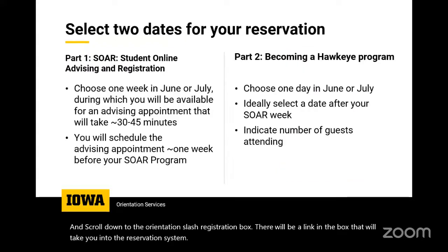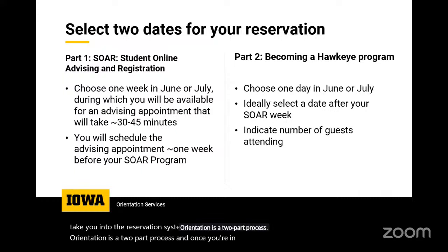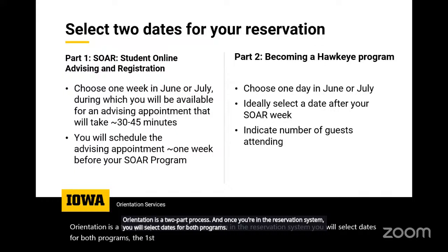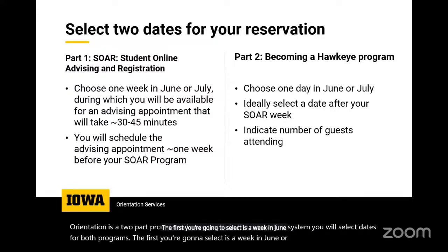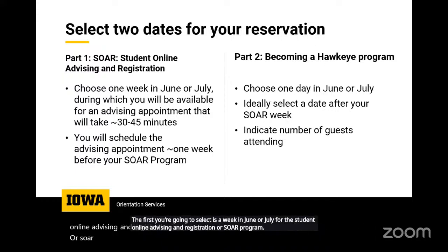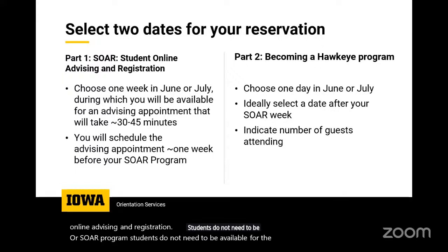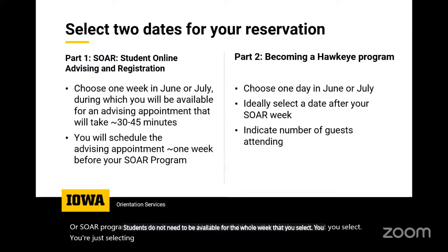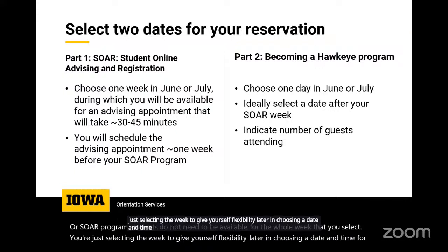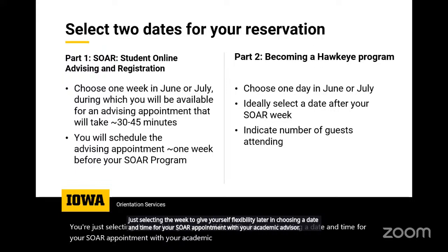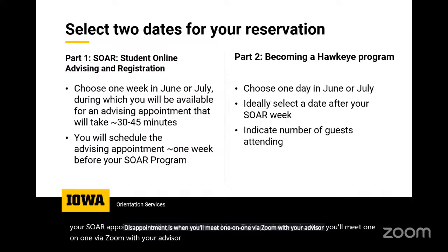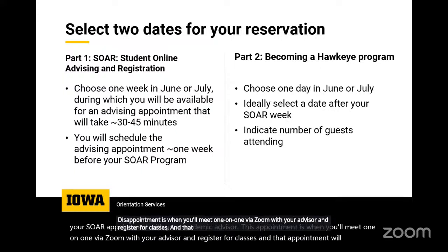Orientation is a two-part process. And once you're in the reservation system, you will select dates for both programs. The first you're going to select is a week in June or July for the Student Online Advising and Registration, or SOAR program. Students do not need to be available for the whole week that you select. You're just selecting the week to give yourself flexibility later in choosing a date and time for your SOAR appointment with your academic advisor. This appointment is when you'll meet one-on-one via Zoom with your advisor and register for classes, and that appointment will take about 30 to 45 minutes.